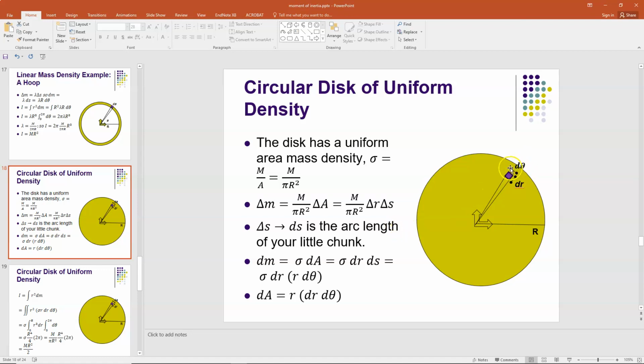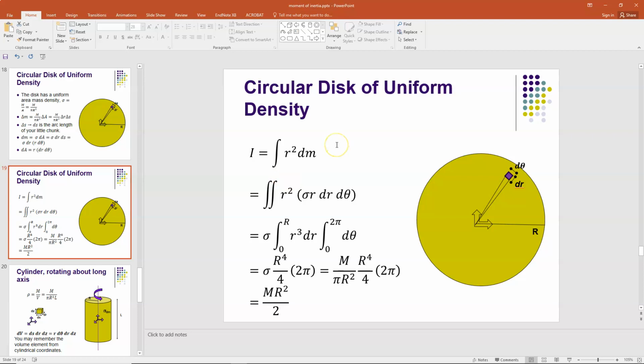Now remember, this is an arc length of a circle, okay? So our chunk, delta M, would have sigma times delta r times delta s. And then as we shrink our delta s down, just like before, then that ds would go to r d theta. So that means that we would have our dm, which is our sigma dA, which would be equal to sigma dr ds, the change in the radius times the change in the arc length, which would be equal to sigma times dr times r d theta. So we could write our dA here as dA is equal to r dr d theta. Okay? And then dm would be sigma times dA.